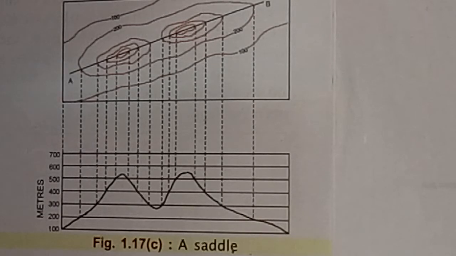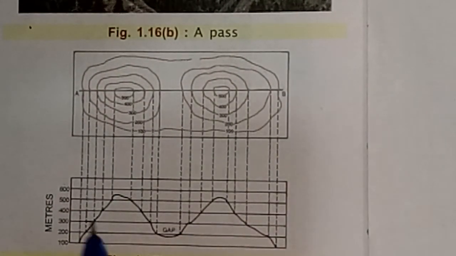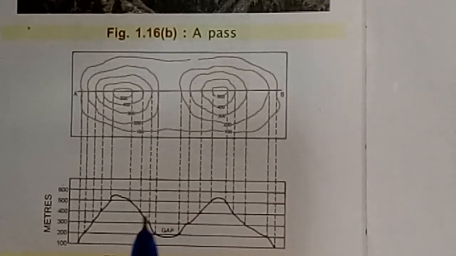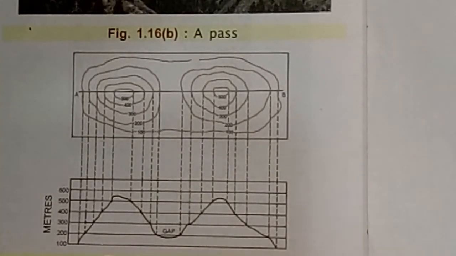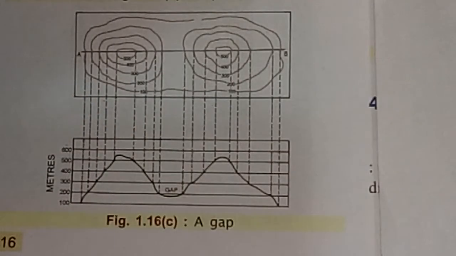Now we will talk about a gap. This diagram shows us a gap. The same thing is there, two mountains are there, and here the gap. A gap is a low depression close to the ground formed between a range of hills. Here it shows a low depression, so it is called a gap. It is clear from the diagram.